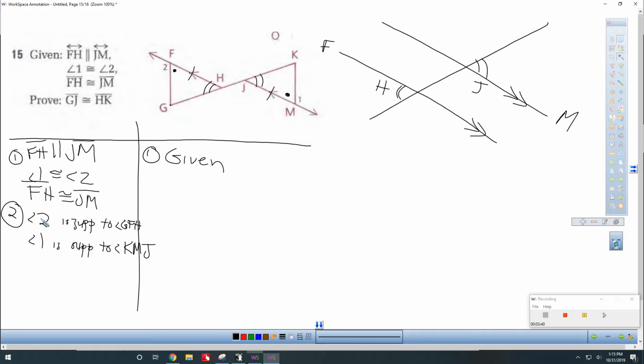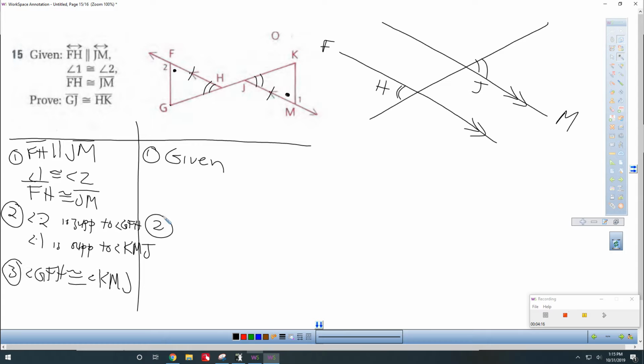Well, how is angle 1 related to angle 2, Carson? And girls and boys, if two angles are supplementary to the same angle, then how are those two angles related to each other? Oh my gosh, you guys are getting so smart. I love it. So I'm going to say that angle GFH is congruent to KMJ. Very good, Carson. And my reason is?